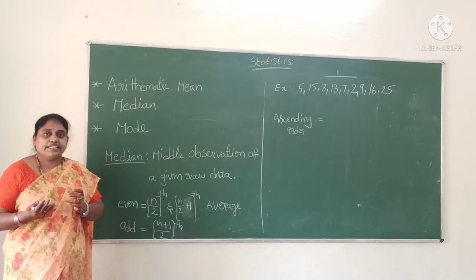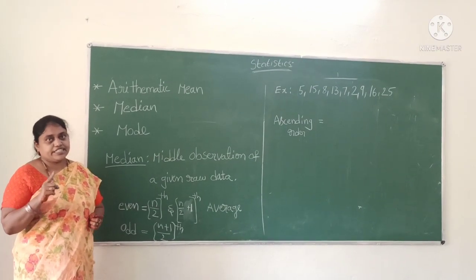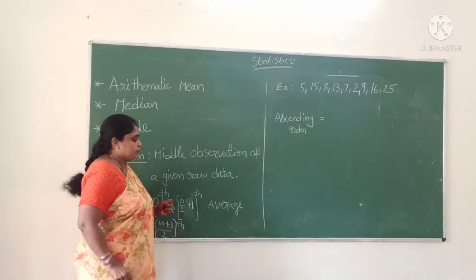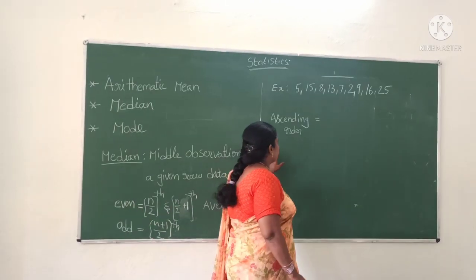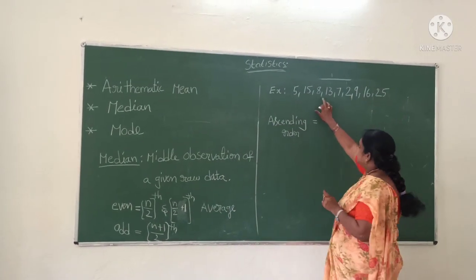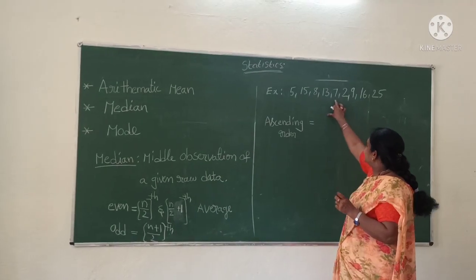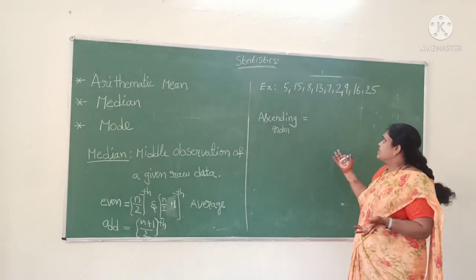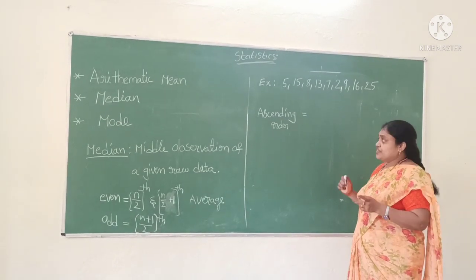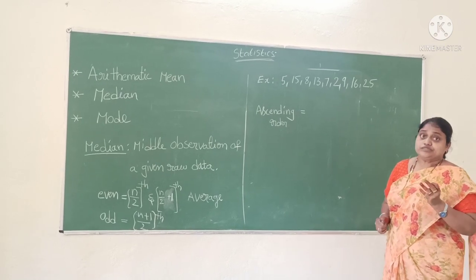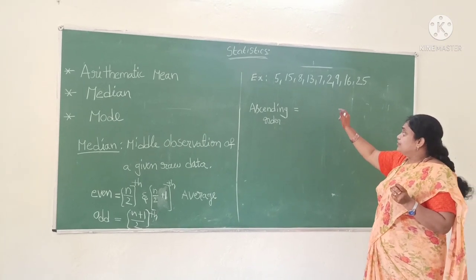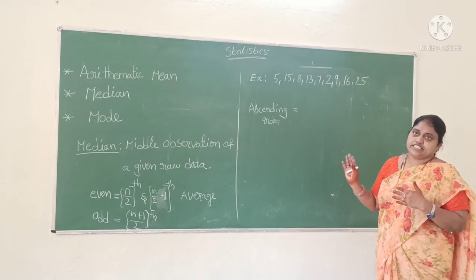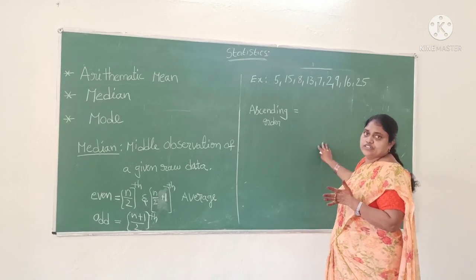First of all, we arrange the observations in ascending or descending order. Let us see one example. For example, we take 5, 15, 8, 13, 7, 2, 9, 16 and 25. These observations are given. First of all, we arrange these observations in ascending order, so least to highest.